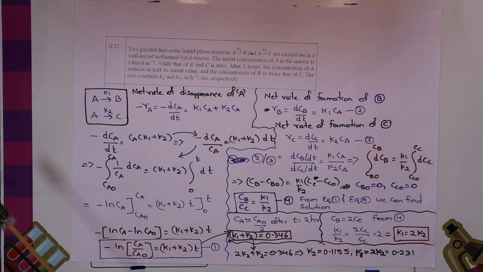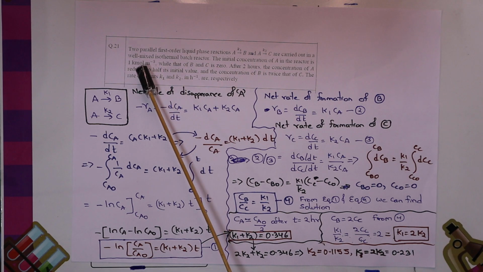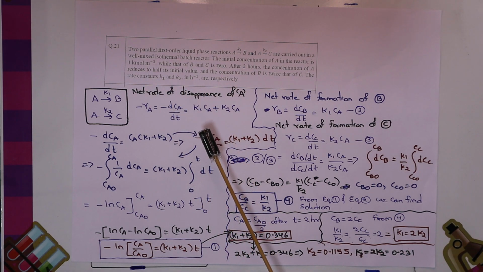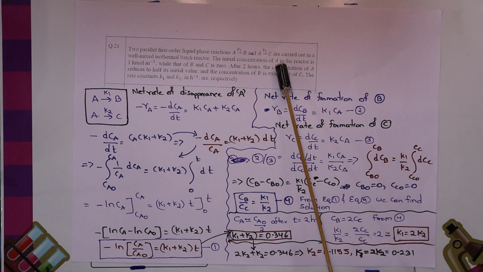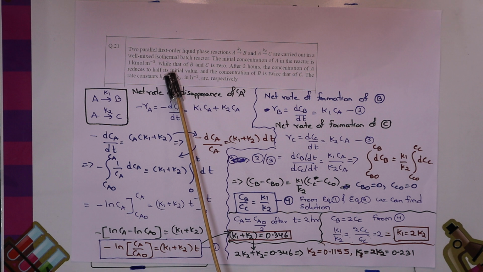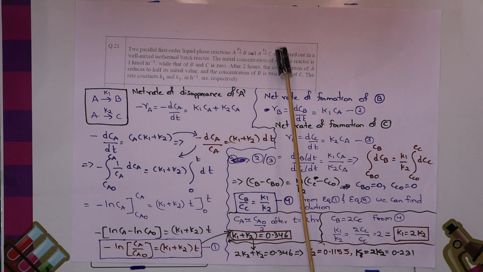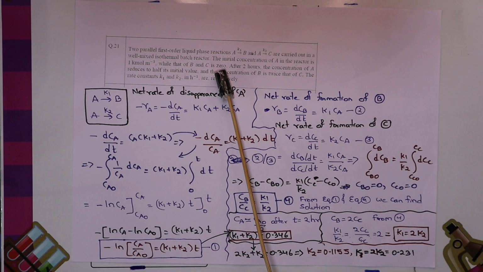So let us go to the new question. Let us start question number 21. Here it is given two parallel first order liquid phase reactions. A gives rise to B and A gives rise to C. That means some molecules of A are giving B and some molecules of A are giving C. That means there are two products forming from A, which are carried out in a well-mixed isothermal batch reactor. The initial concentration of A in the reactor is 1 kilomole per meter cube, while B and C, which are products of the reaction, have initial concentrations of 0.